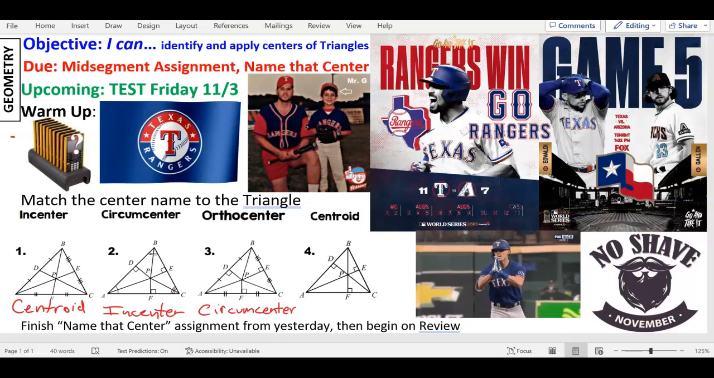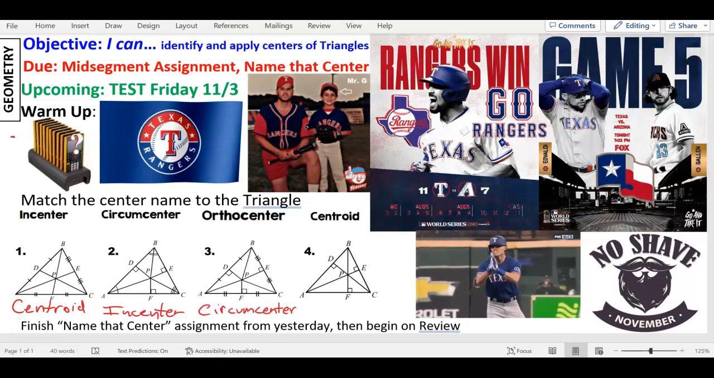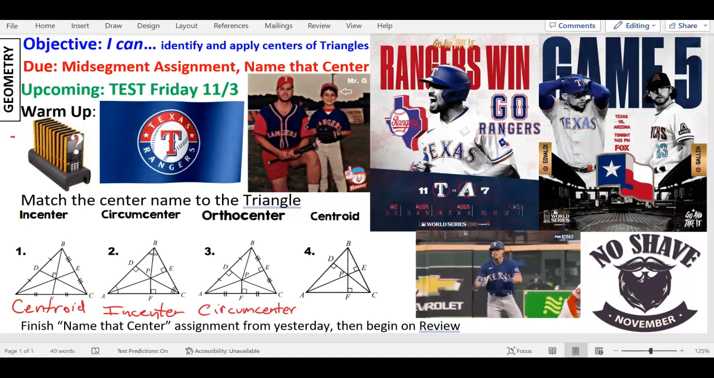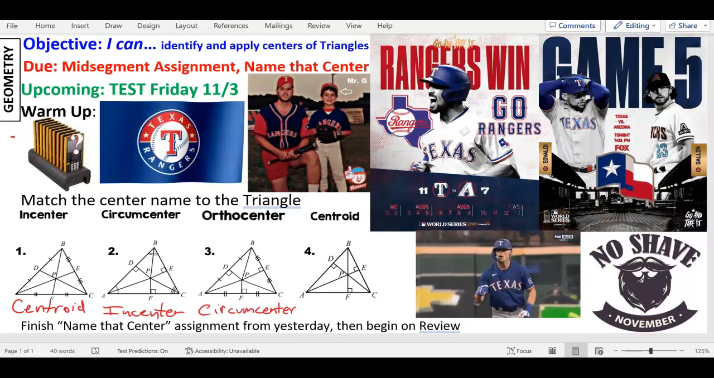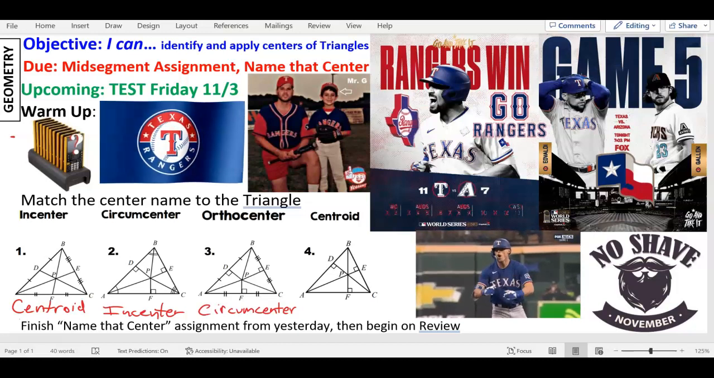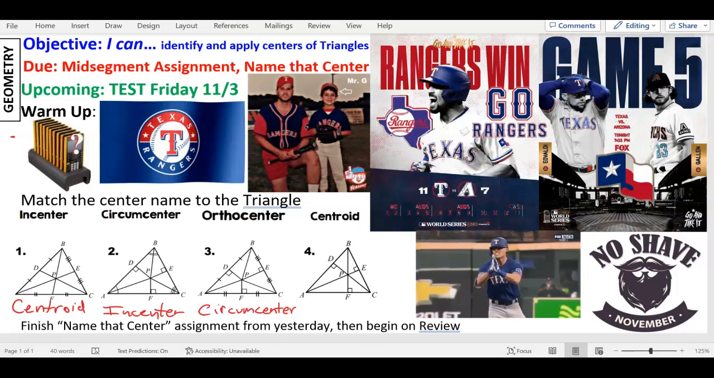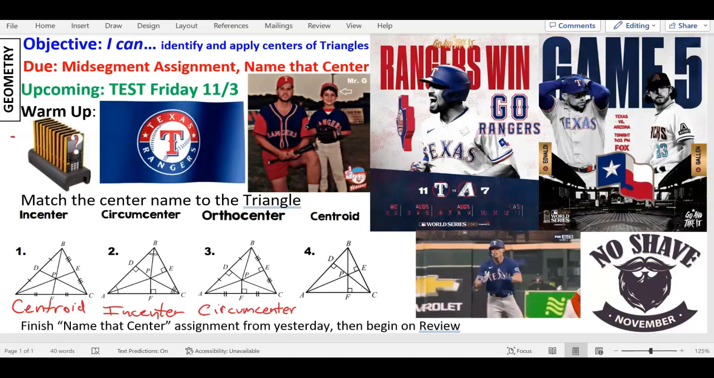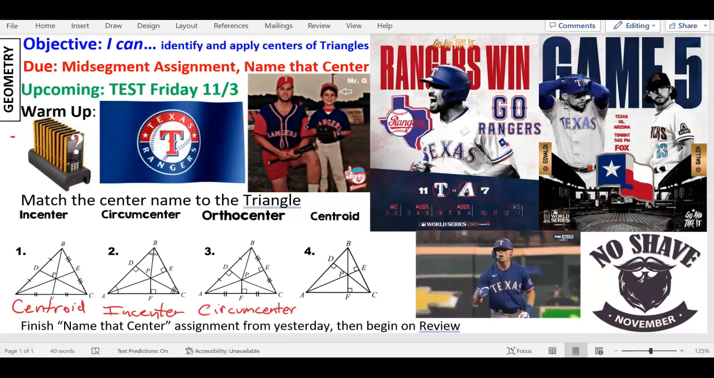Right angle to a vertex. That's called an altitude. Okay. Again, if you look right where you wrote it on this bubble, an altitude, it says from a vertex to a right angle. So again, on number 4, these are going from a vertex to a right angle. We call those altitudes, and altitudes make an orthocenter. Okay.